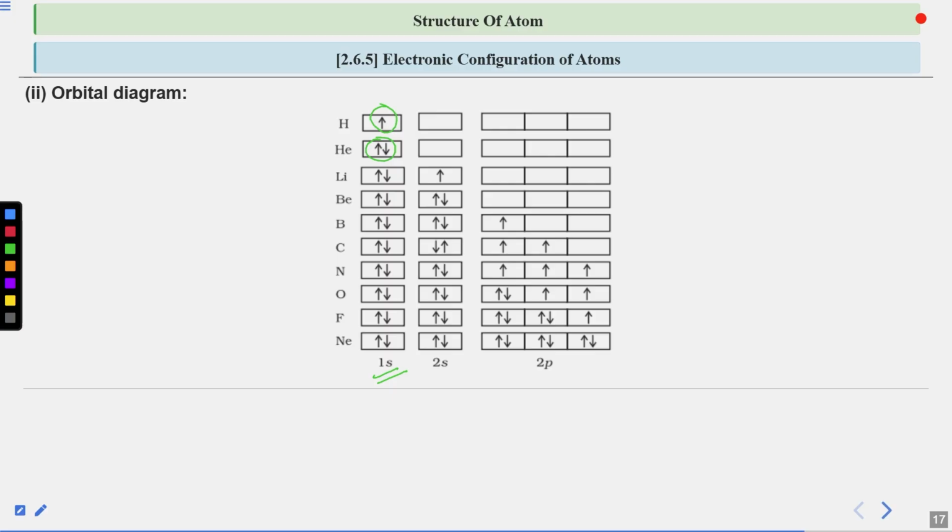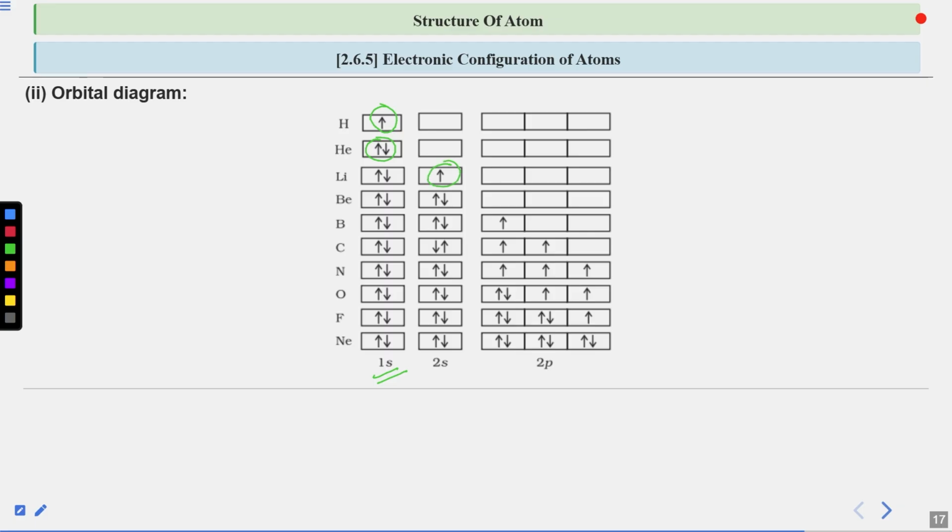Now moving on to lithium. Now there is a third electron for it. So we fill the first electron here, second here. Remember, keep the spin opposite, or if we don't do it, then the Pauli exclusion principle will be violated. Now, for the case of lithium, can we keep this electron here? No, it's not possible. We have seen that an orbital cannot have more than 2 electrons. So we keep it in the 2s.